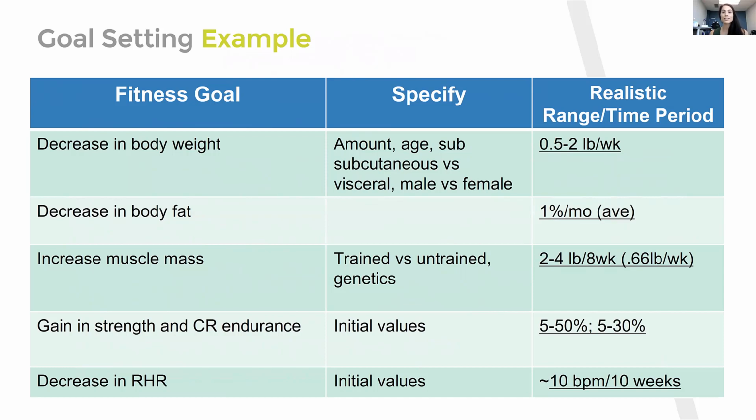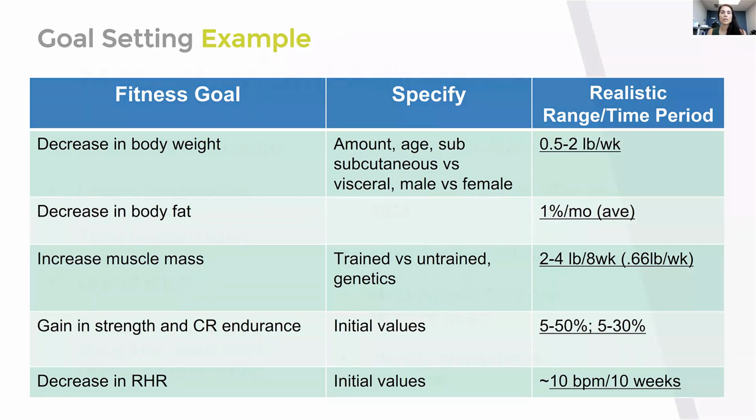Increasing muscle mass, right? About 2 to 4 pounds per 8 weeks. That's what's realistic. So that will help people understand how slow this progress is. If they want to gain strength and cardiovascular endurance, for strength, that can be anywhere from 5 to 50%, versus cardiovascular endurance, which is 5 to 30%. And then decreasing resting heart rate, because some people will want to do this. On average, we see that people can decrease their resting heart rate by about 10 beats per minute every 10 weeks.